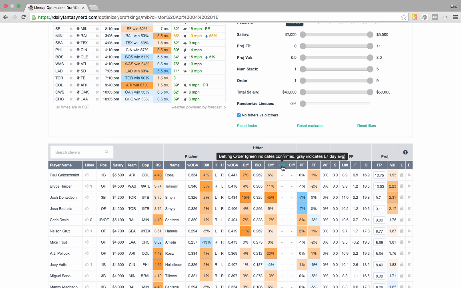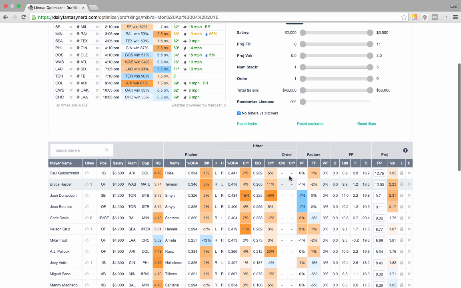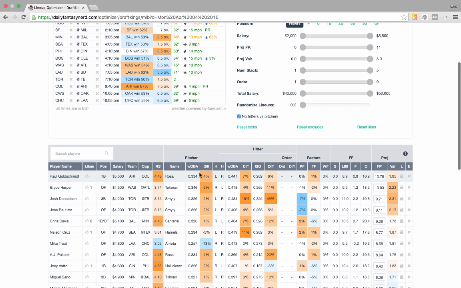So batting order is huge, and you especially want to keep an eye on guys that may be moving around in the batting order. That's why we have this batting order difference here. If the starting lineup is announced, then we'll take the difference between today's batting order versus their 7-day average, and you can actually sort by this column to see who has moved up most or who has dropped the most in the batting order. All of these stats that we've been talking about are incorporated into our overall projections here, and we'll talk about that in a little bit.